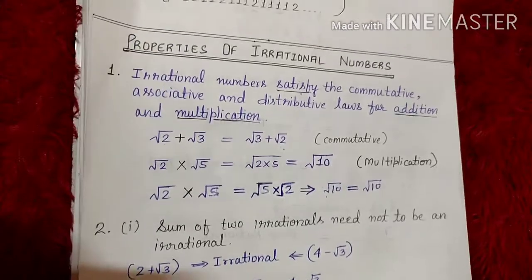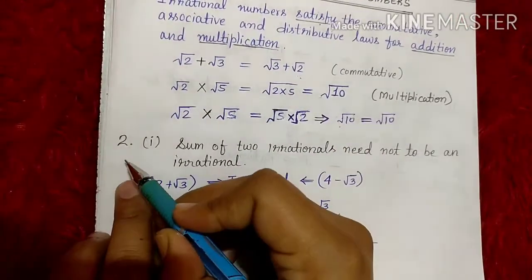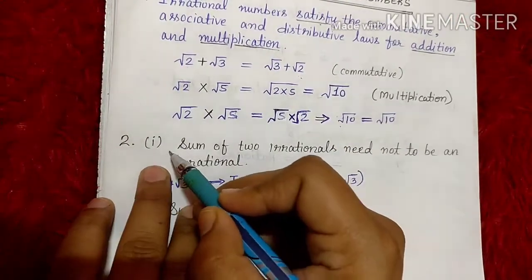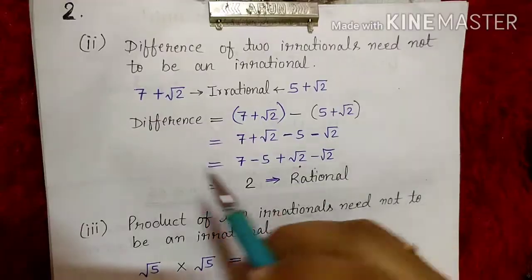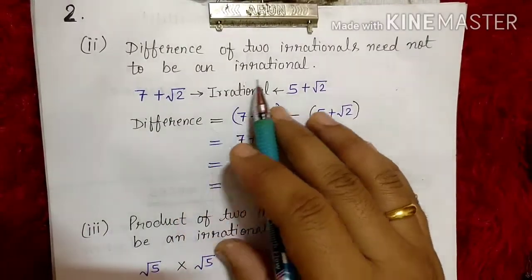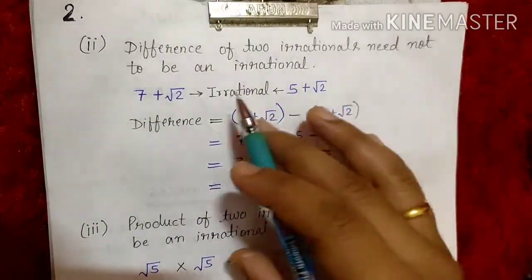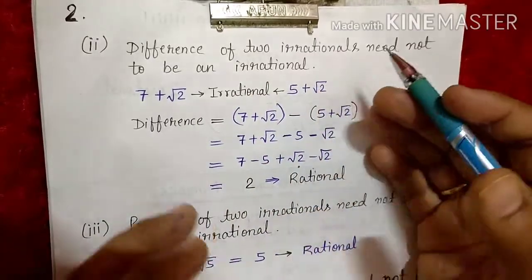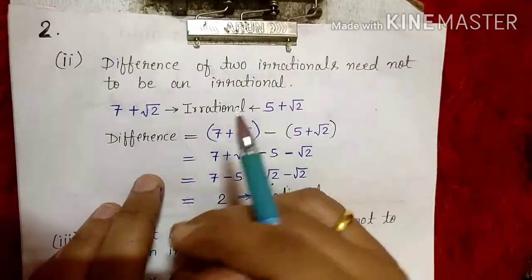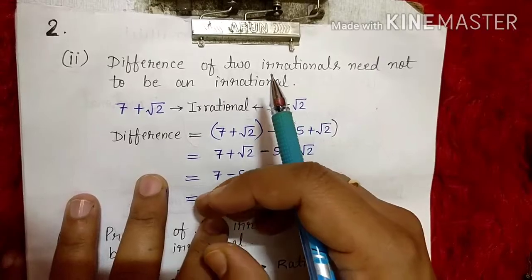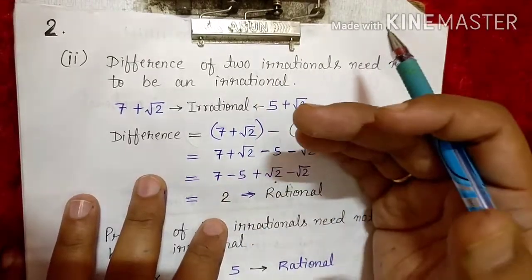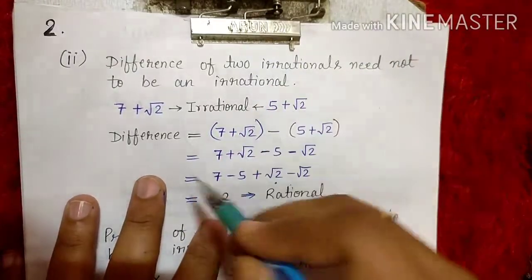Now move to the next property. The first part we have learned, now we learn the second part. The property says that the difference of two irrational numbers need not be irrational. It is not necessary that whenever we subtract two irrational numbers, the difference will always be irrational. It is not necessary. How? Just look here.